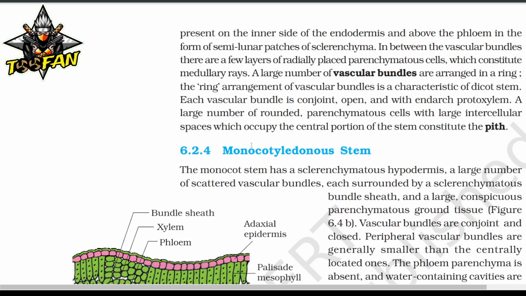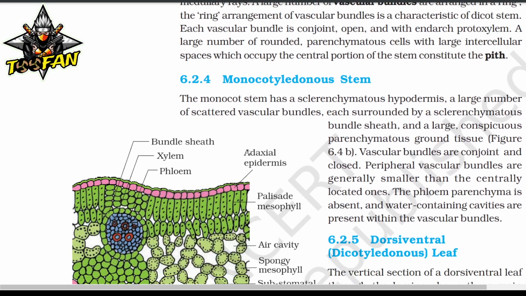Monocotyledonous stem. Monocot stem has a sclerenchymatous hypodermis, a large number of scattered vascular bundles, each surrounded by a sclerenchymatous bundle sheath, and a large conspicuous parenchymatous ground tissue. Vascular bundles are conjoint and closed. Peripheral vascular bundles are generally smaller than the centrally located ones. The phloem parenchyma is absent and water-containing cavities are present within the vascular bundles.